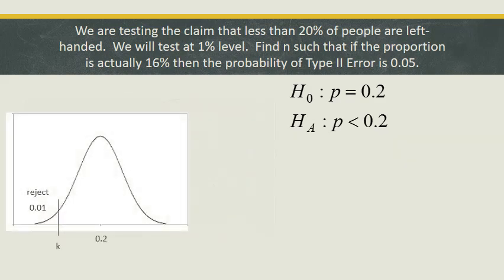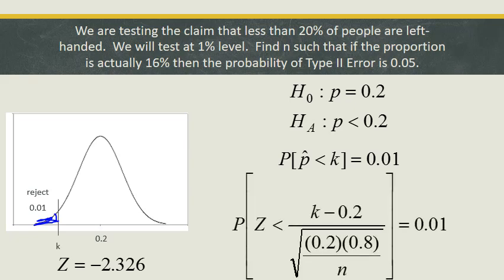Here is what the distribution looks like, assuming under the null hypothesis that p equals 0.2. This is a one-tailed left-tail hypothesis, so there is a critical value k somewhere over in the left tail. Since the level is given as 1%, the area in the left tail is equal to 0.01. For the z distribution, we know that this happens when z is equal to negative 2.326. We create z by subtracting p and dividing by the SD.